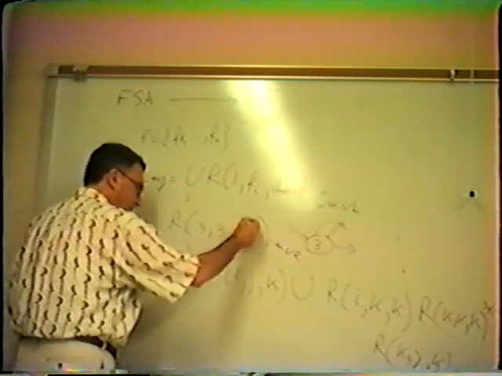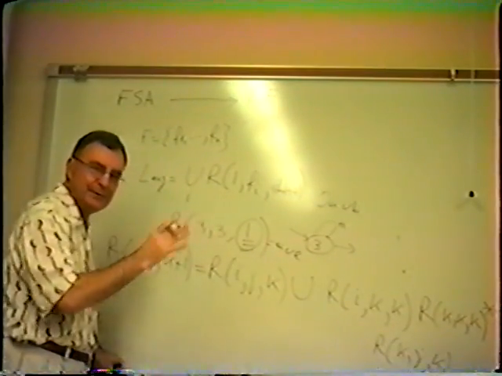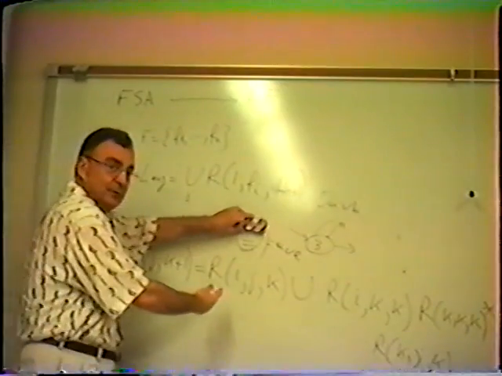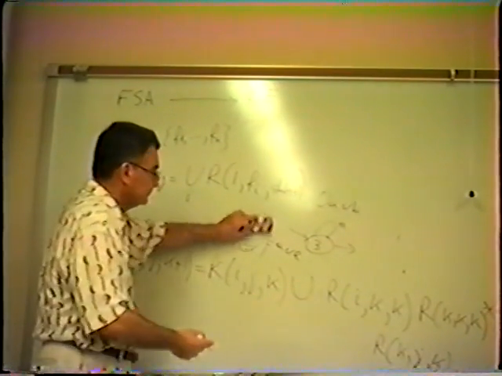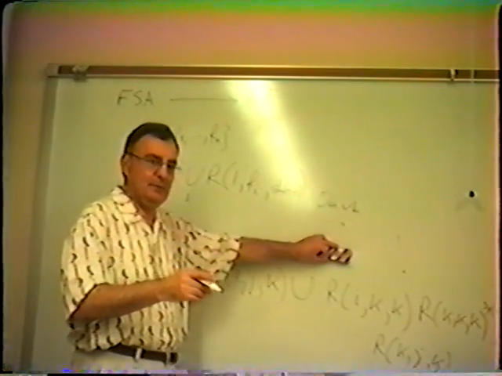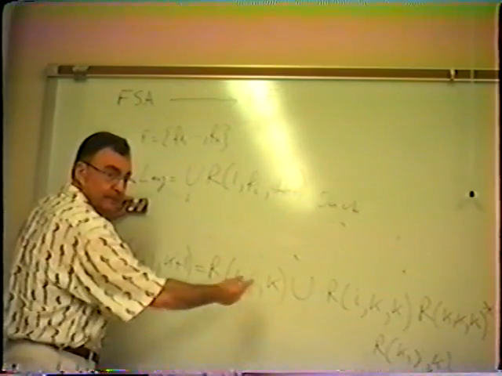So all I'm saying is, just by looking at the automaton, I know the Rij1 cases where the third coordinate is 1. So this gives you an algorithm to calculate the language of an automaton and express it as a regular expression. Let's do an example using this.